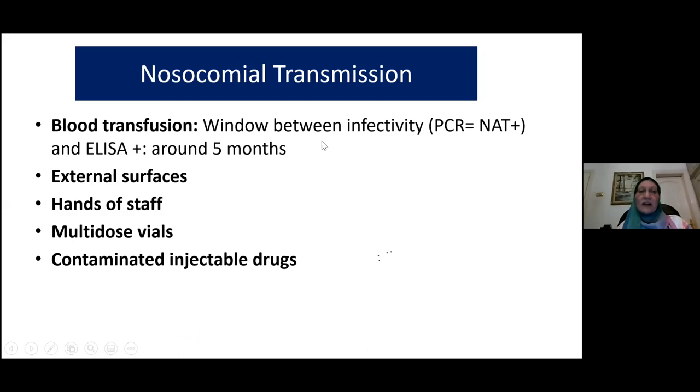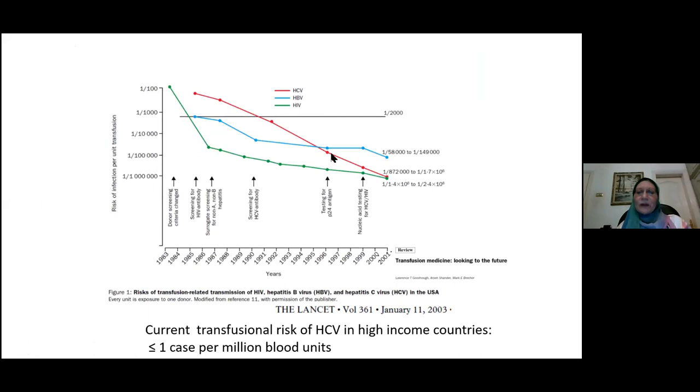It is also transferred from external surfaces, from hands of staff, from the use of multi-dose vials or contaminated injectable drugs. Over the years, infectivity of viruses has been going down because more and more tests are being done for them, including nucleic acid testing for HCV and HIV. In high-income countries, there has been a marked reduction to less than one case per million blood units. So we have to avoid blood transfusions as much as we can.